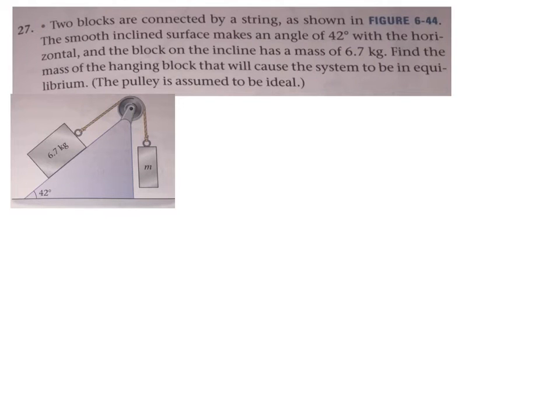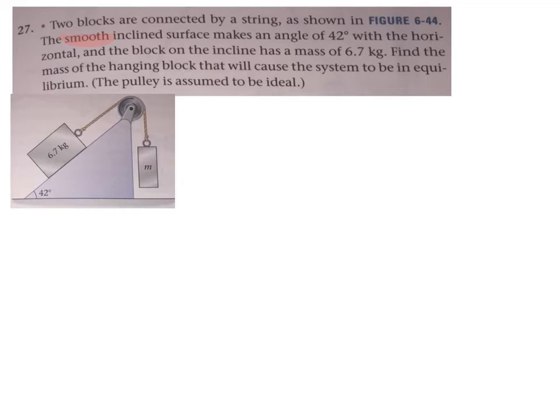Chapter 6, Number 27. Two blocks are connected by a string as shown in the figure. The smooth inclined surface makes an angle of 42 degrees with the horizontal, and the block on the incline has a mass of 6.7 kilograms. Find the mass of the hanging block that would cause the system to be in equilibrium, assuming the pulley is ideal. A couple of important things, maybe start off with the most part. Smooth means no friction, so that would be easy enough.